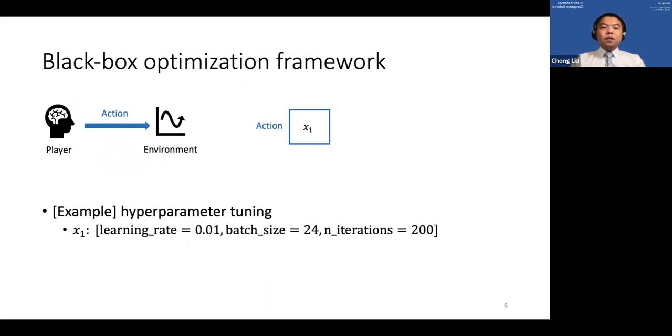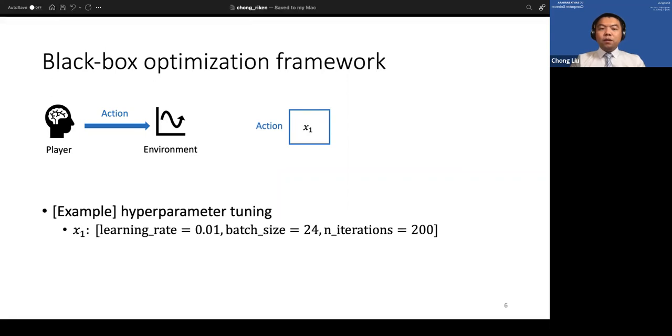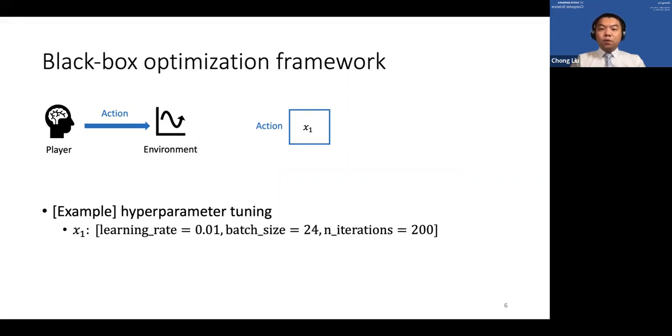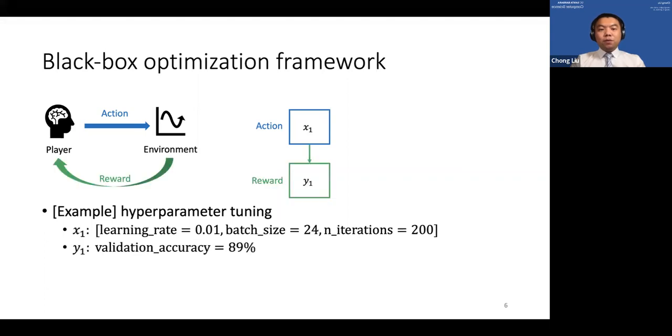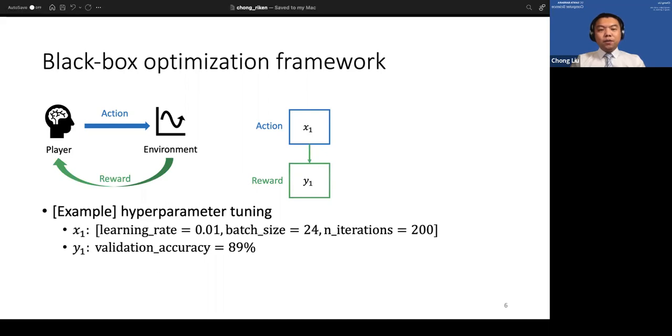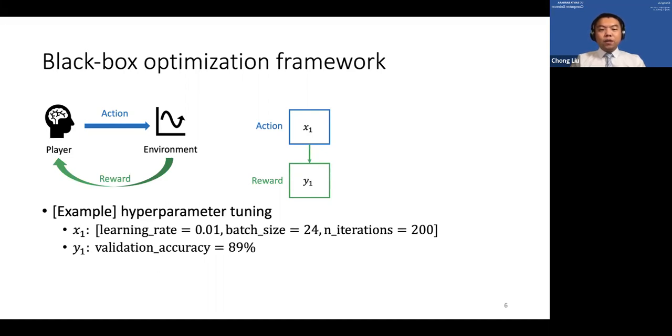So every time, the player at time 1 takes an action, and I call this action x1. In this example, x1 can be the learning rate equal to 0.01, batch size 24, number of iterations 200, right? And the environment, which is the hyperparameter tuning of the deep neural network, will release a reward to the player. That is y1. What is y1 in this example? That is a validation accuracy equal to 89%.